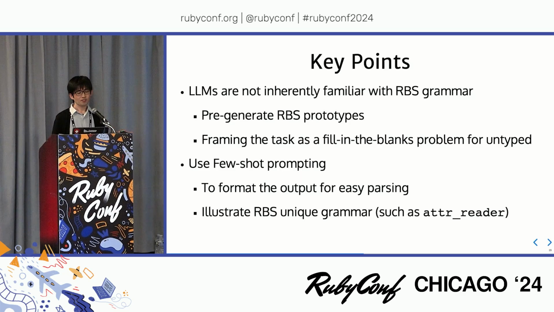As another point, few-shot prompting controls the output format to pass easily. It also provides examples of how special syntax such as attribute reader should be handled in RBS.